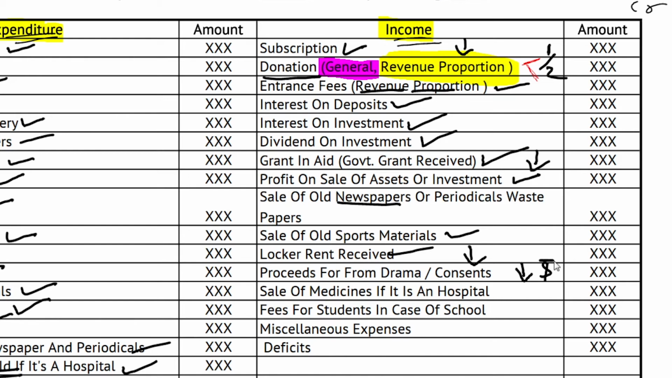Next is sale of medicine. In case it's a hospital, you'll be recording the income which is generated by the sale of medicines, so that's an income. Next is fees from patients. If a patient is paying a minimum nominal fee, as it is a not-for-profit organization, that will be recorded as income. Next is fees from students. If that is a school, you will get some amount as fees, so that will be recorded on the income side. Next is miscellaneous receipts or sundry receipts. So these are the formats.